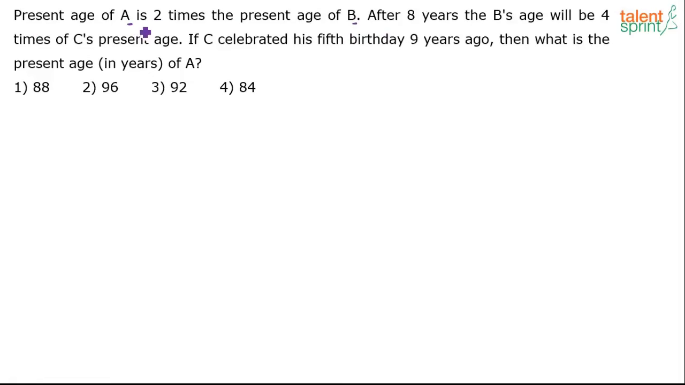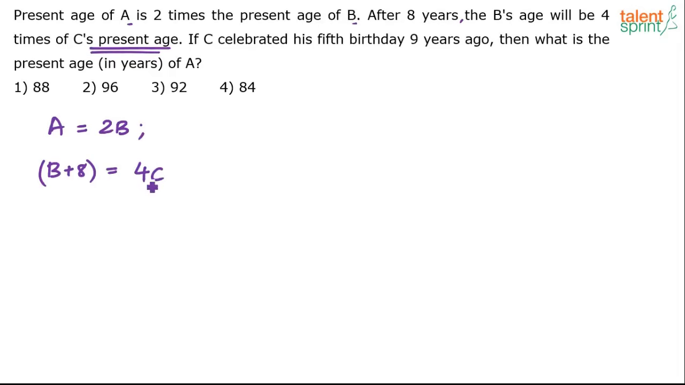Now read the first statement. Present age of A is 2 times the present age of B, which implies A is equal to 2B. After 8 years, B's age will be 4 times of C's present age. See, after 8 years, what will be B's age? B plus 8. If the present age is B, after 8 years, the age will be B plus 8. So B plus 8 will be equal to 4 times of C's present age. 4 into C. Don't take 4 times of C plus 8. He says C's present age, very clearly C's present age.